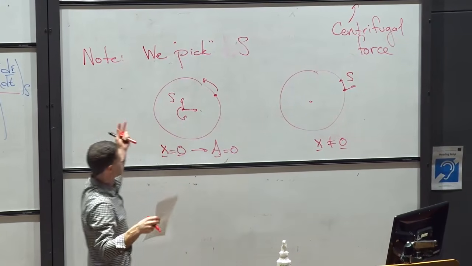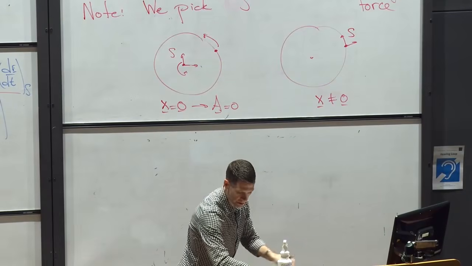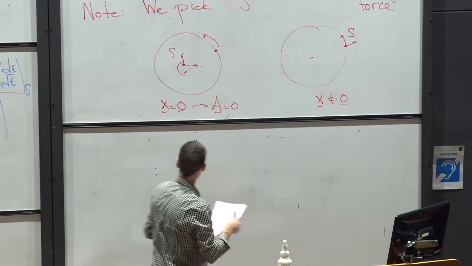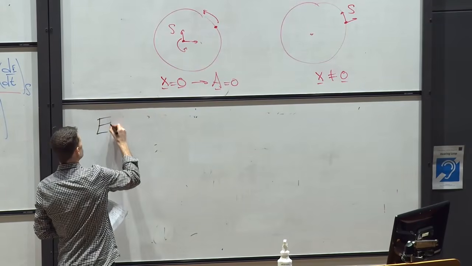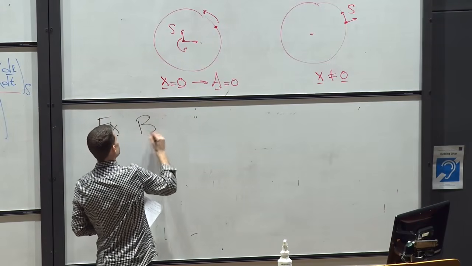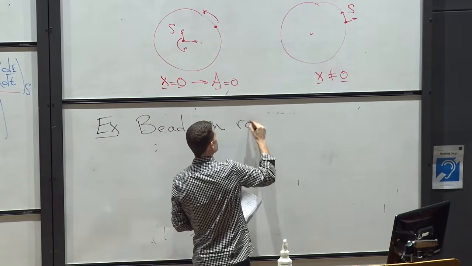Of course, we don't have to work with moving frames at all, but there are problems where working with the moving frame can be quite convenient, and I just want to start to set up an example. So this will be our last example of the course. And the system we have in mind is a bead on a rotating hoop.